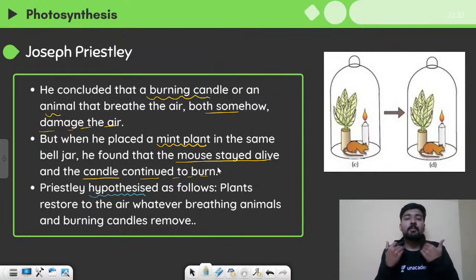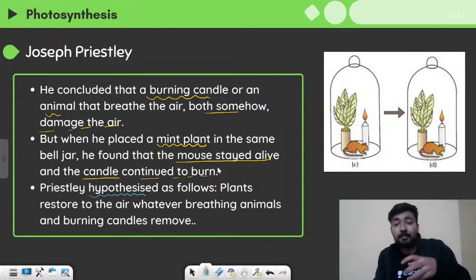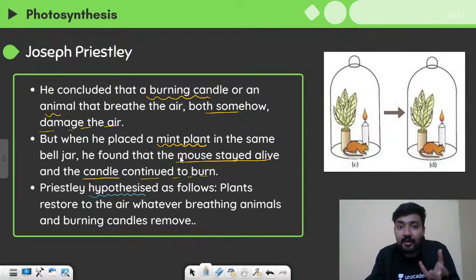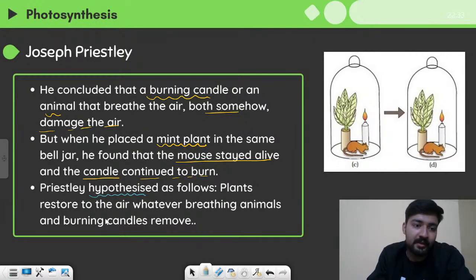That is why we need to inhale air, and that is why a candle also needs air to burn, right? So his idea was that air contains something which keeps us alive. When we breathe the air, we damage that particular thing, right? Similarly, when a candle burns, it destroys that particular thing which was keeping it burning. But when we place the plant, that plant is replenishing, creating that particular thing which keeps us alive, and it basically restores the quality of air to keep us alive.